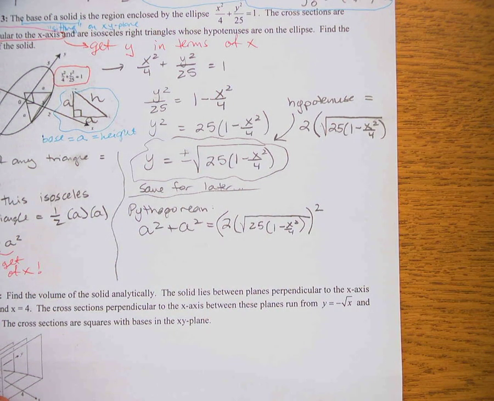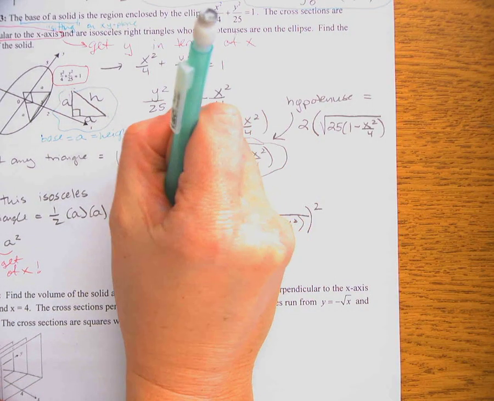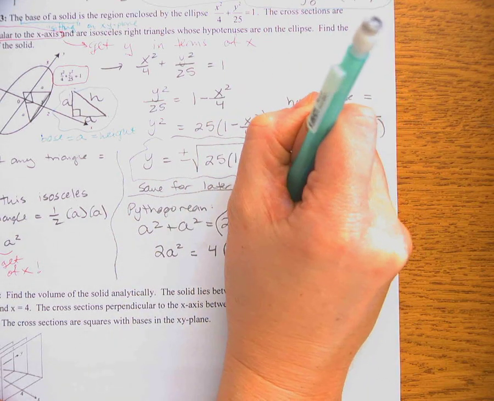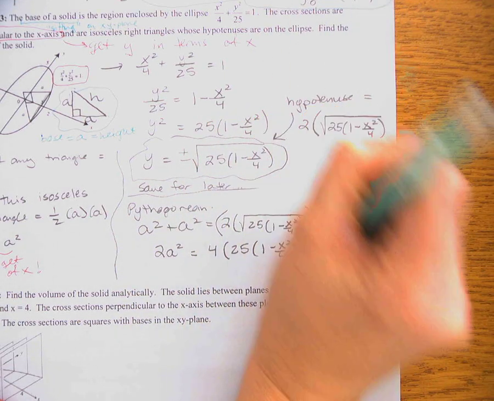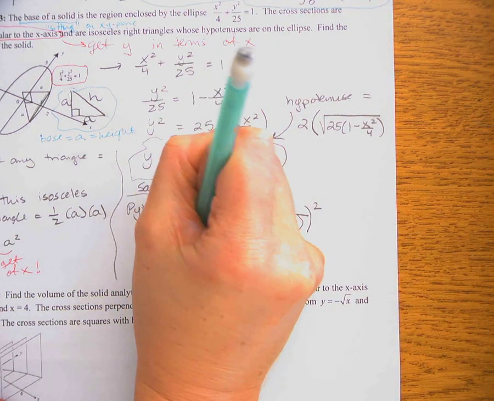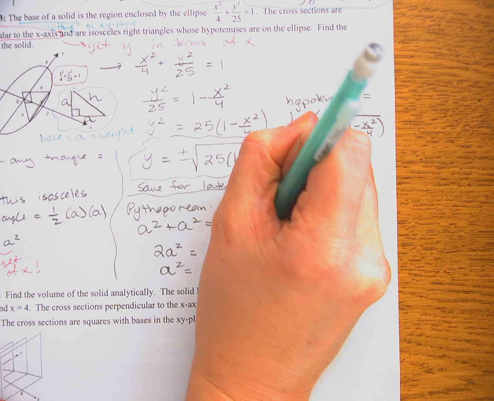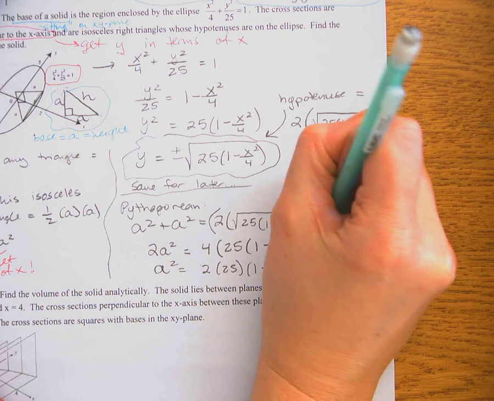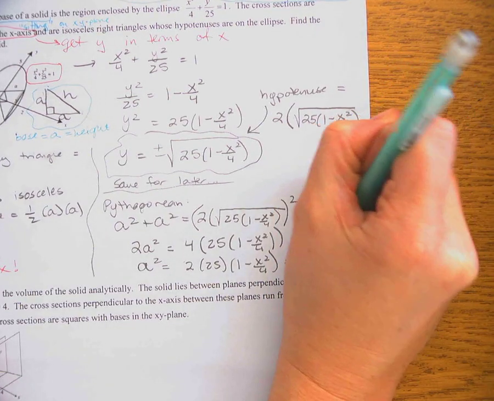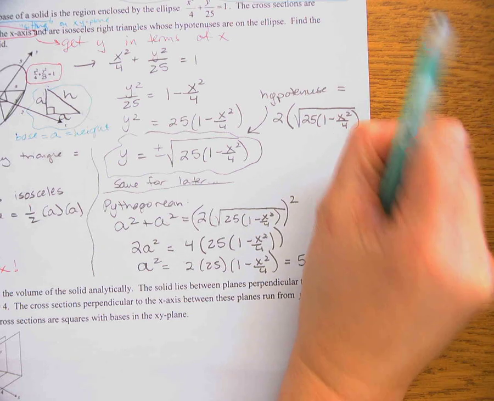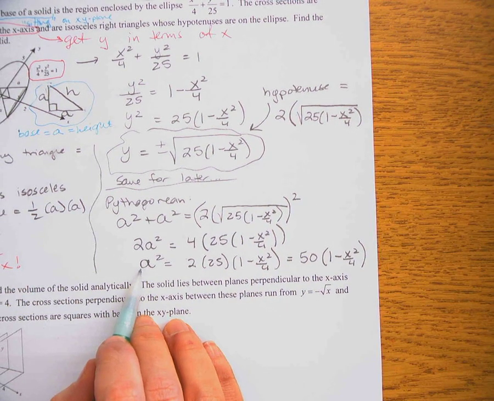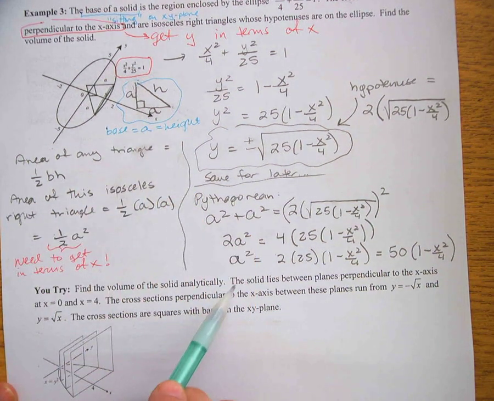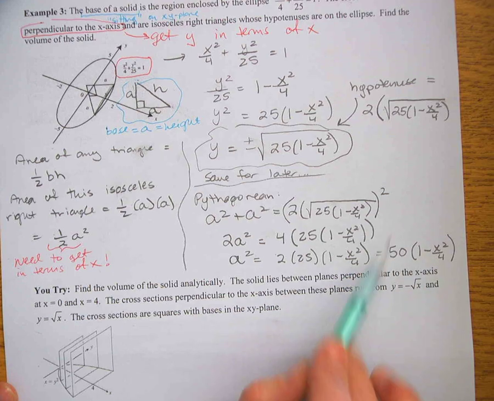squared. So what that shows me is that 2a squared is equal to 4 times 25 times 1 minus x squared over 4. So that shows me that a squared would be 2 times 25 times 1 minus x squared over 4. And if I simplify that a little further, I get 50 times 1 minus x squared over 4. That's what a squared is. This is wonderful because now I can just say, the area of these triangles is just 1/2 a squared.